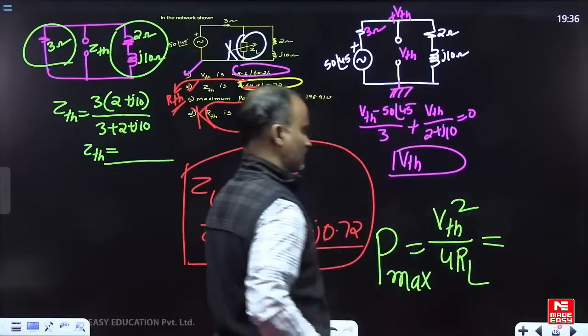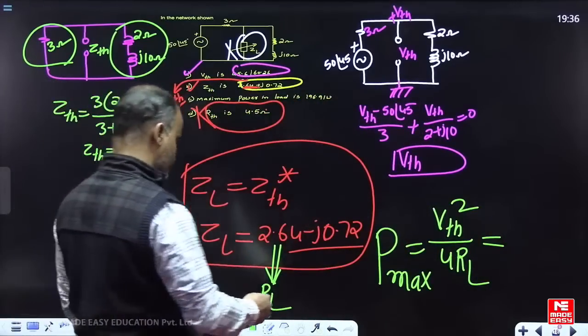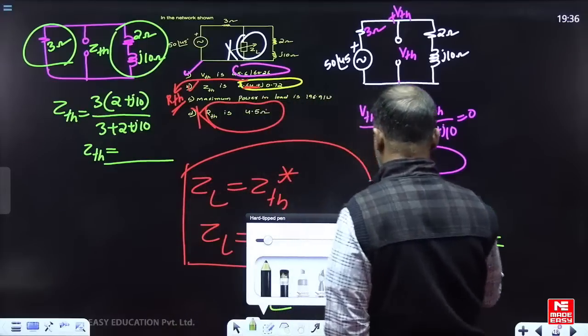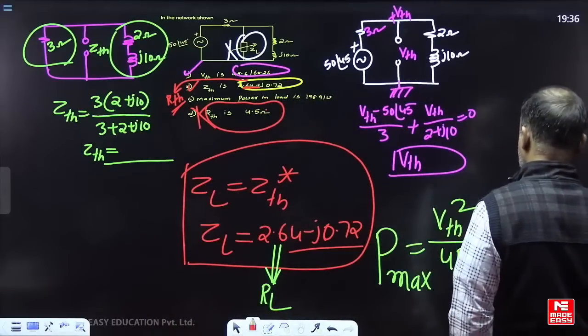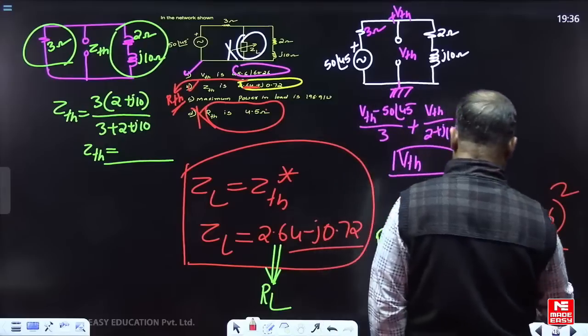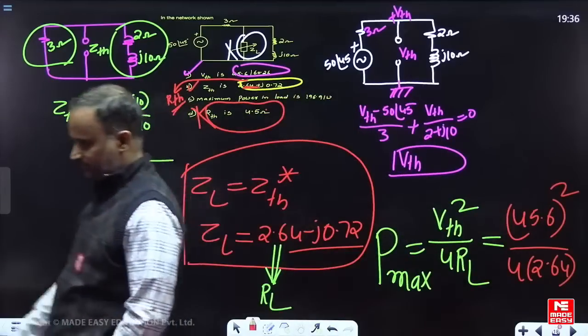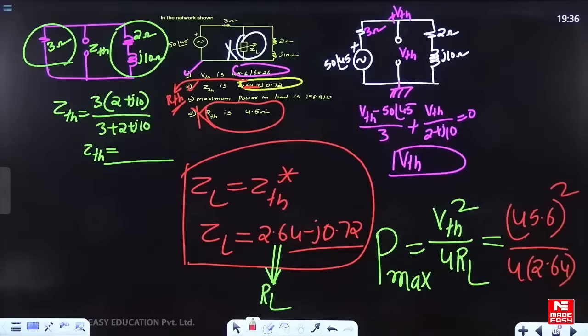Now V here we can take only the magnitude, only the magnitude is sufficient for that calculation, 45.6. Now 45.6 whole square. Now how much is the load resistance? 2.64. By simplifying 2.64, we can get P max, right?